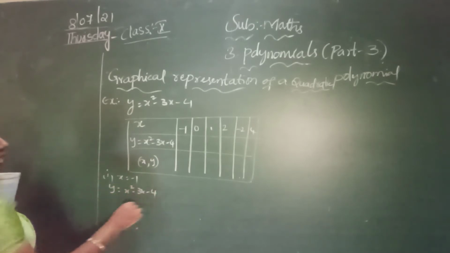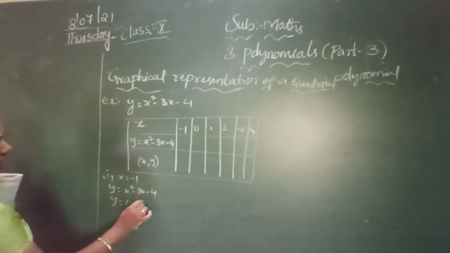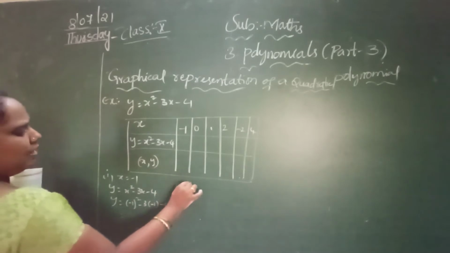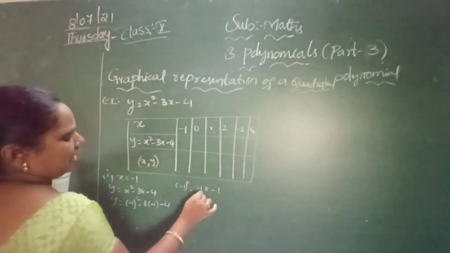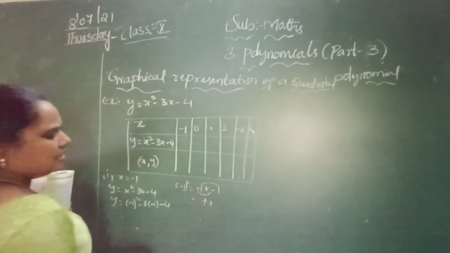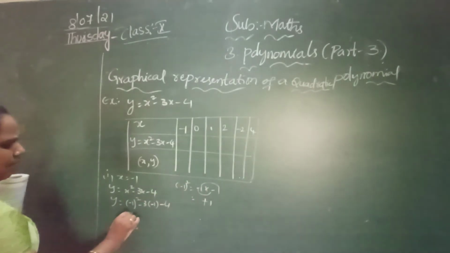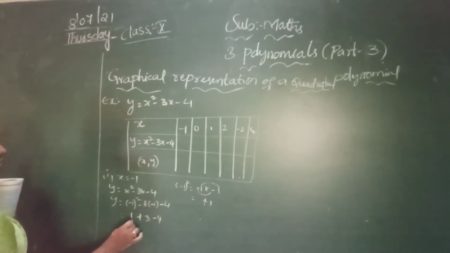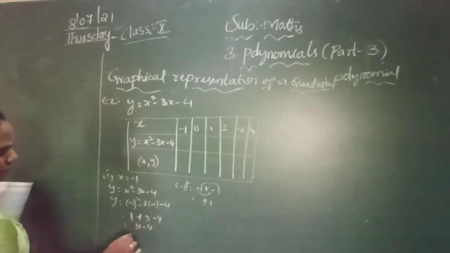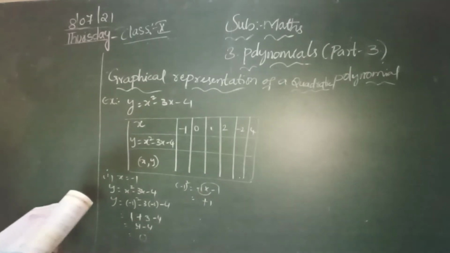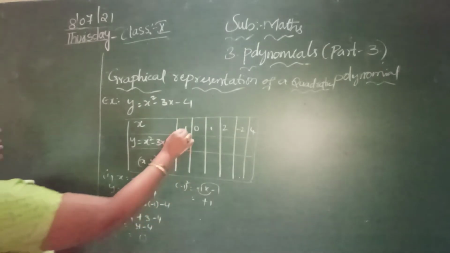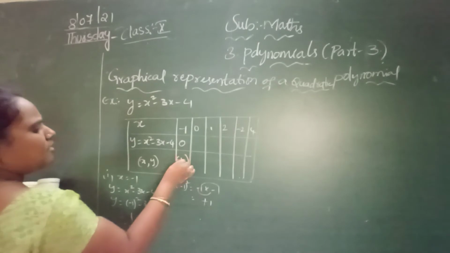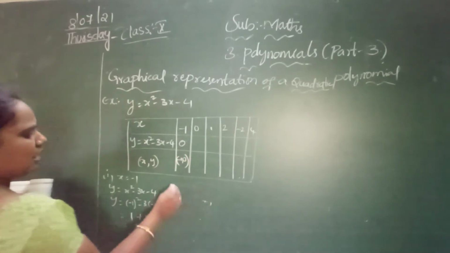If x equals minus 1, y value is nothing but minus 1 whole square, which means minus 1 is multiplied 2 times. 1 ones are 1, minus into minus is plus. Minus 1 whole square is nothing but 1. Minus into minus is plus, 3 ones are 3, minus 4. So 1 plus 3 is 4, minus 4. How much? 0. If I substitute minus 1, I get the y value as 0. Here the x comma y coordinates are minus 1 comma 0.